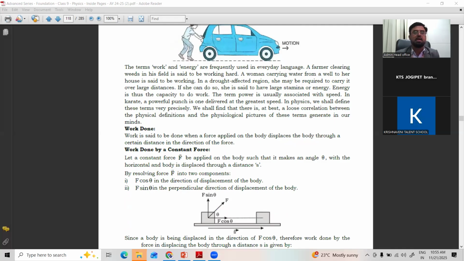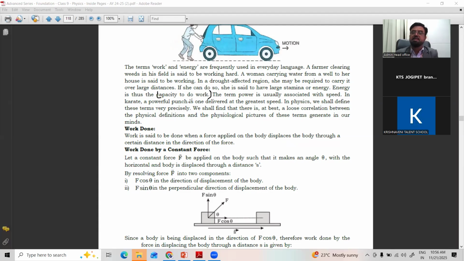The terms work and energy are frequently used in everyday language. A farmer clearing weeds in his field is said to be working. The work is hard. A woman carrying water from a well to her house is said to be working. In a drought-affected region where there is no rain, she may be required to carry water over large distances. If she can do so, she is said to have large stamina or energy. So energy is thus the capacity to do work.